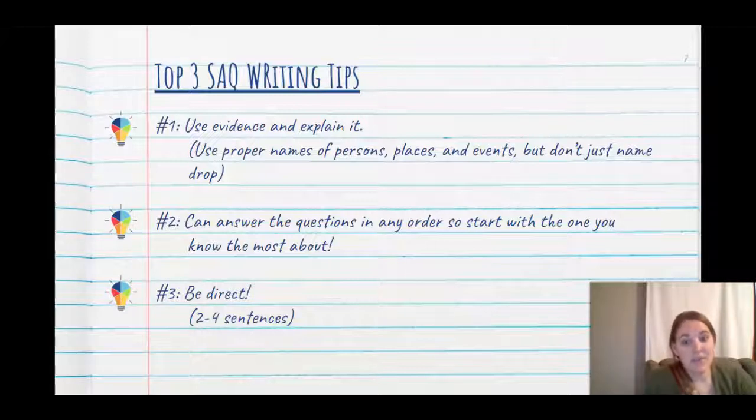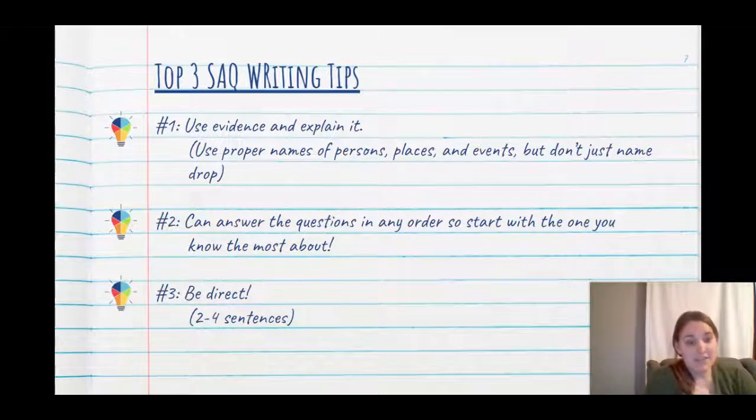Second most important tip, you can answer the questions in any order. If you really know question number 3, start with that one. Give it your best shot while it's freshest in your mind, and then go to question 1 and then go to question 2. It doesn't matter what order you write them in. You just need to make sure that you spend time on the ones that you know the best. If question 1 you don't know and you spend 20 minutes trying to write something out, all of a sudden you just took away time from the questions where you are going to earn the points.